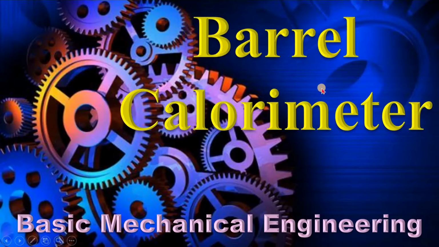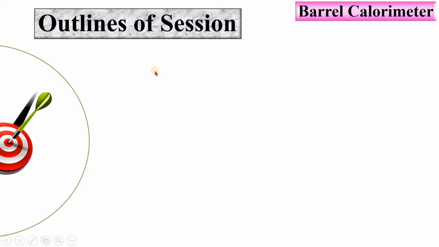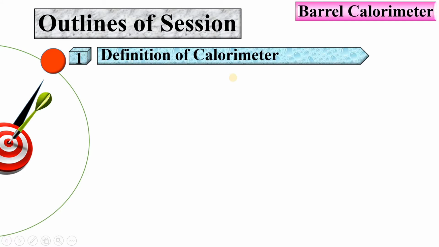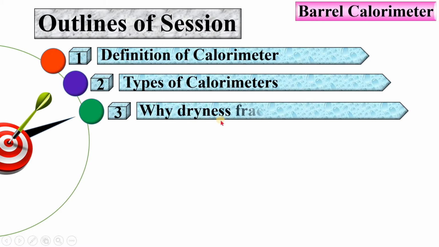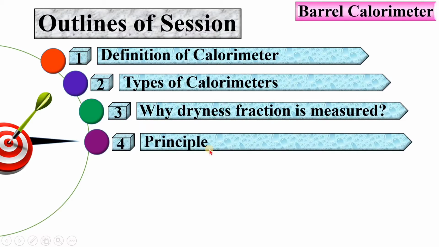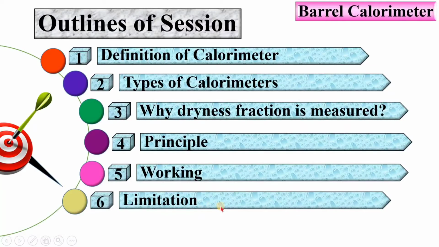Today I am going to discuss about barrel calorimeter. So let's see the outlines of the session. Definition of calorimeter. Next, types of calorimeters. Next, why dryness fraction is measured. Next, principle of the barrel calorimeter. Next, working of barrel calorimeter. And at last, limitation of barrel calorimeter.